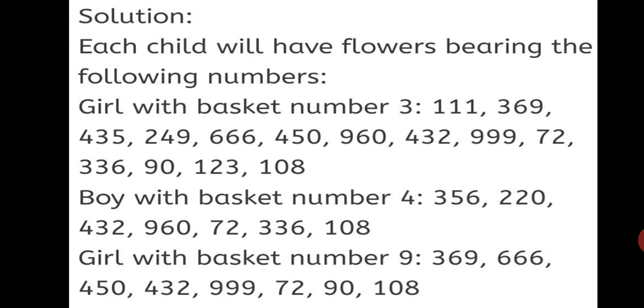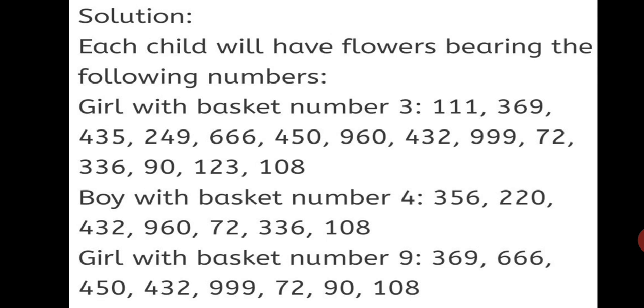432, since 32 is divisible by 4. 960, since 60 is divisible by 4. 72 is divisible by 4. 336, since 36 is divisible by 4. And 108, since 8 is divisible by 4. So this way, the plants bearing these flowers will go to the basket number 4, which the boy is holding.